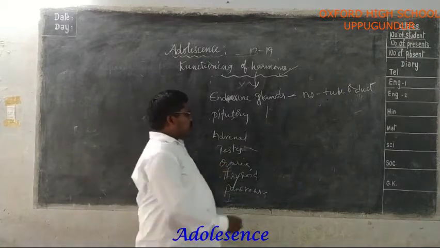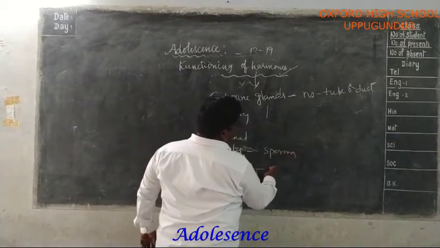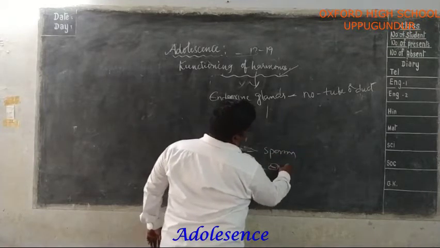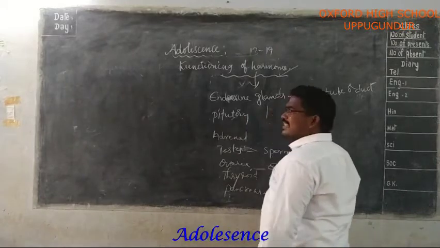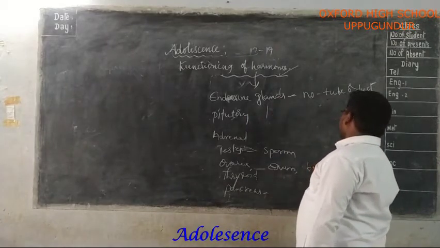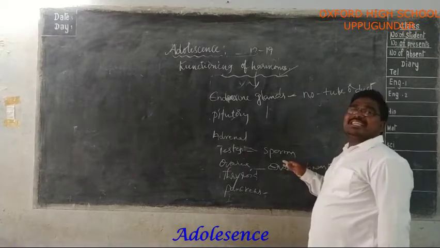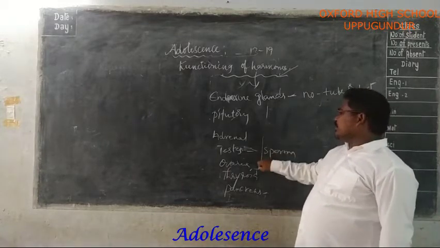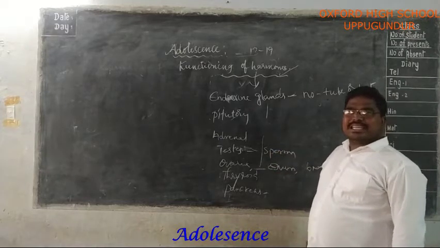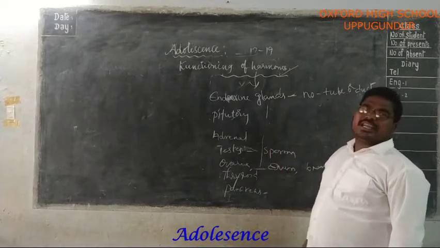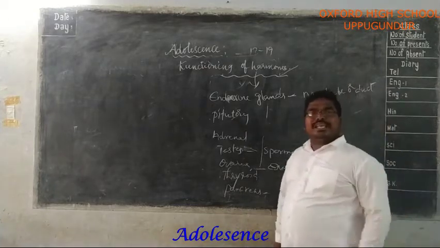Testosterone is responsible for the release of sperms. Ovaries release the ovum, and also cause enlargement of the breast. These two are useful for the development of secondary sexual characters. Do you understand? The glands play an important role, and in adolescence the glands are very active.